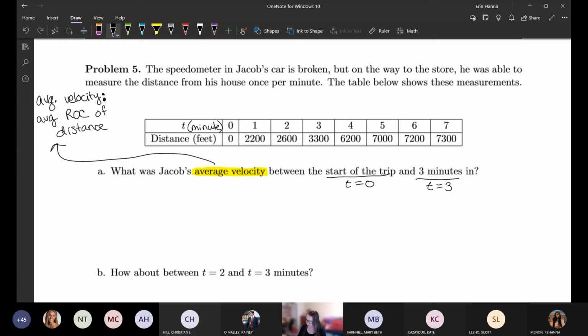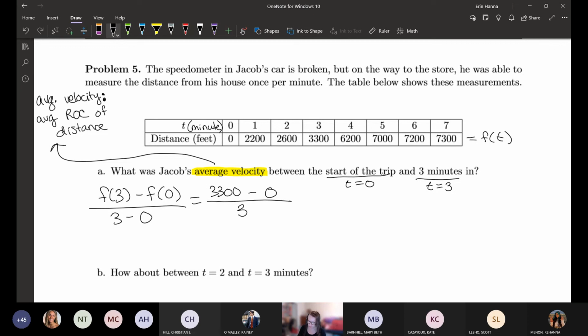We don't have a function name here. I'm going to name this f of t, just so I can write what I'm about to write. So we essentially want f of 3 minus f of 0 all over 3 minus 0. So in this case, there's nothing to plug in. We just pull the values off of the table. So we have at 3, we're at 3,300. And then at 0, we were at 0. So 1,100.